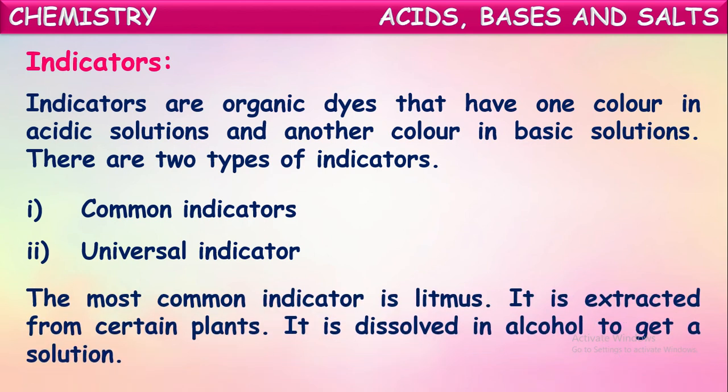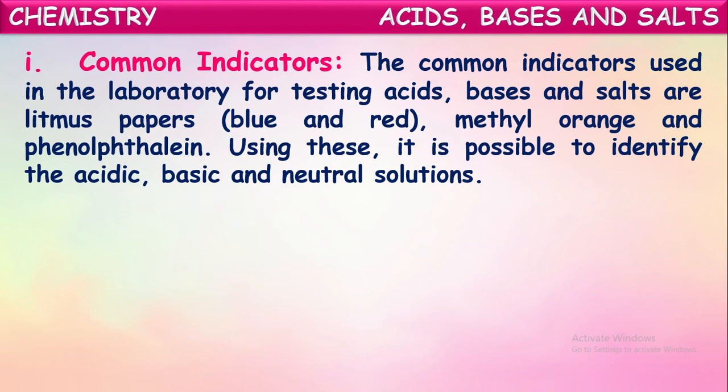The most common indicator used in the laboratories is litmus. It is extracted from certain plants, namely lichen. From these plants, this natural indicator litmus is derived. It is dissolved in alcohol to get a solution called litmus solution. As we told, the common indicators used in the laboratory are litmus solutions or litmus papers, methyl orange, and phenolphthalein.